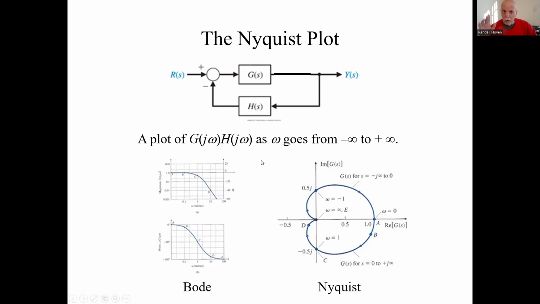What transfer function are we going to use? We're going to use this loop transfer function, the product of G and H, the forward path transfer function and the feedback path transfer function. That product will be the loop transfer function that the Nyquist plot will be a plot of. If you had a Bode plot, you could theoretically go to the Nyquist plot. I'm not going to go through that, but that's what a Nyquist plot is.